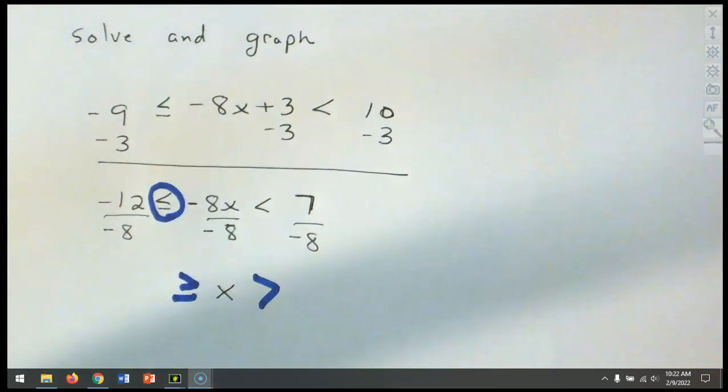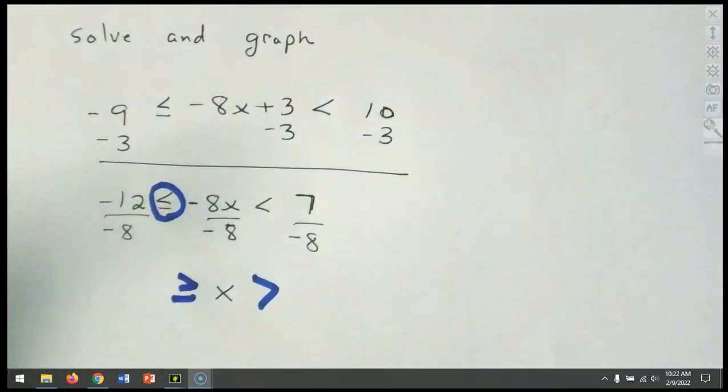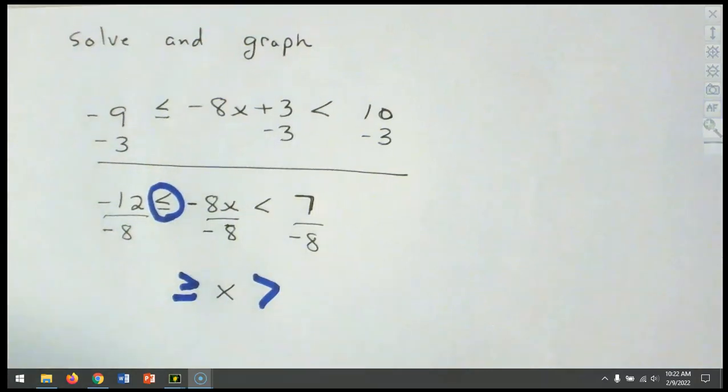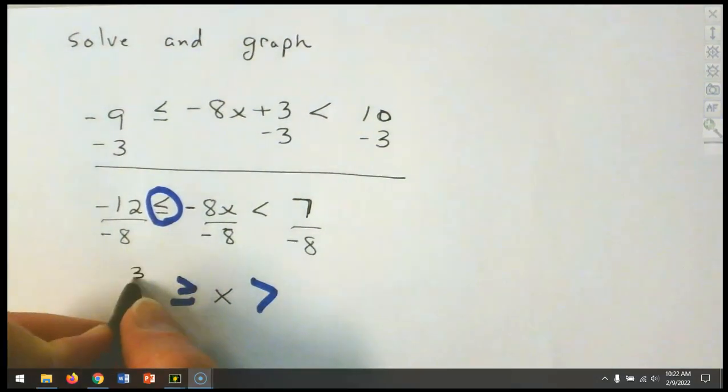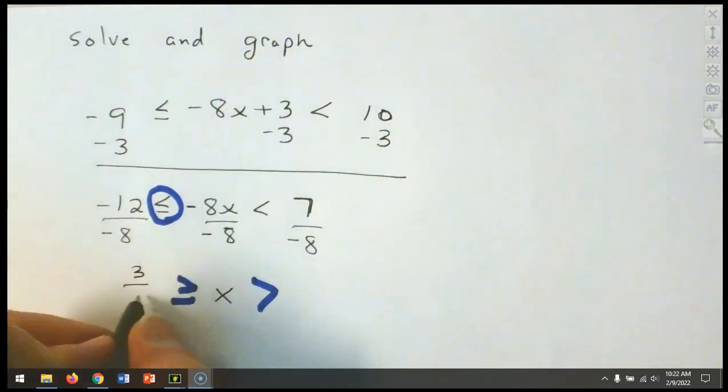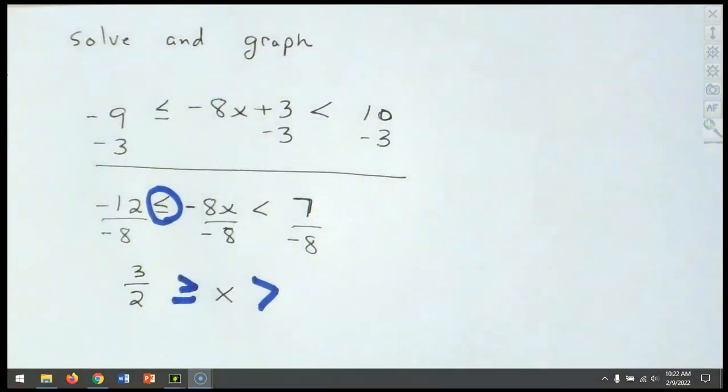Okay, and 12 divided by 8, you can either use a fraction, or use a decimal, but I would just keep it as a fraction. Okay, 12 divided by 8 is not going to go in there evenly. So we could reduce that down to be 3/2. You can use a decimal if you want. I prefer a fraction. And what about 7/8? 7/8 is not going to reduce at all.